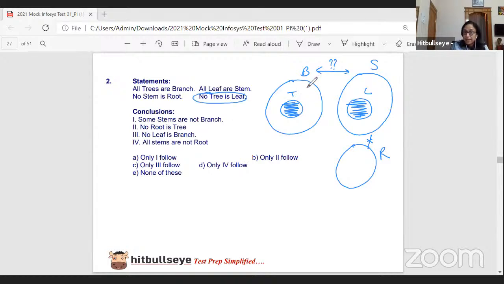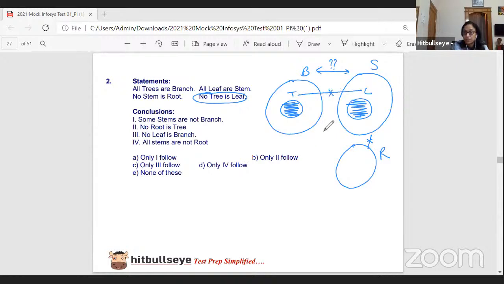Trees are completely inside branch. Leaf is completely inside stem. Stem is supposed to remain disjoint with root. Now, no tree is leaf is not a new diagram. Tree is already drawn by you. Leaf is already drawn by you. This is just telling me that tree and leaf will remain disjoint.